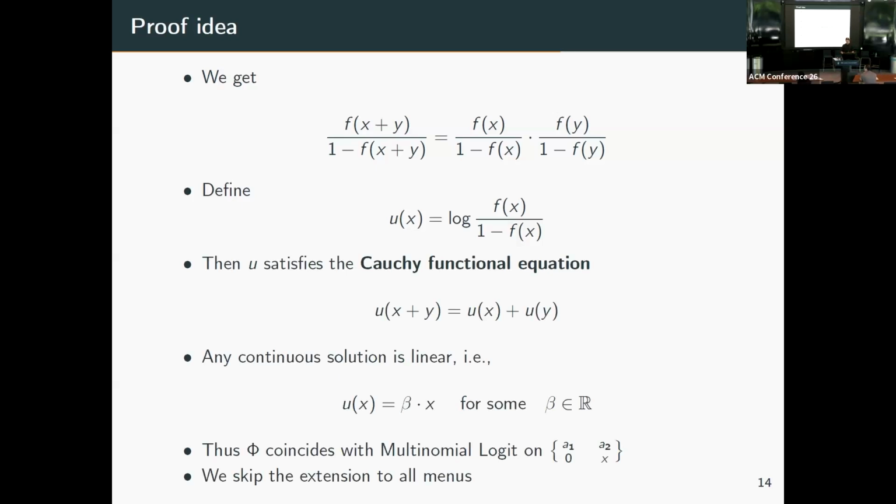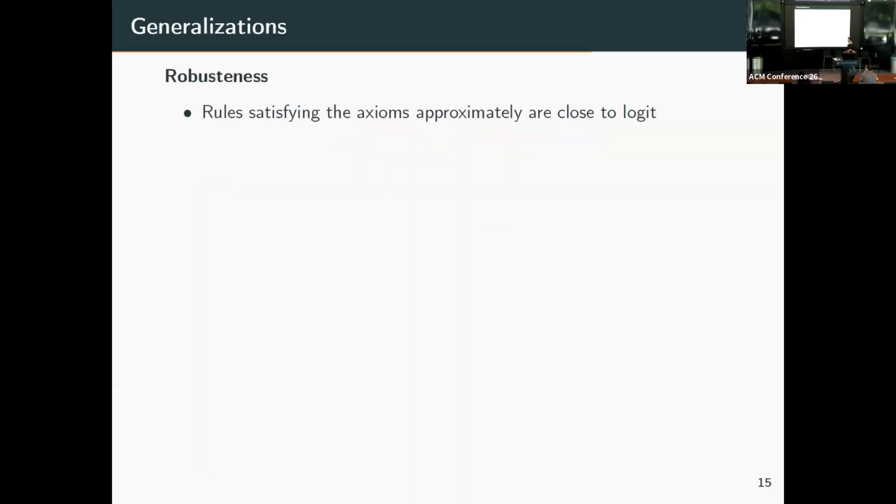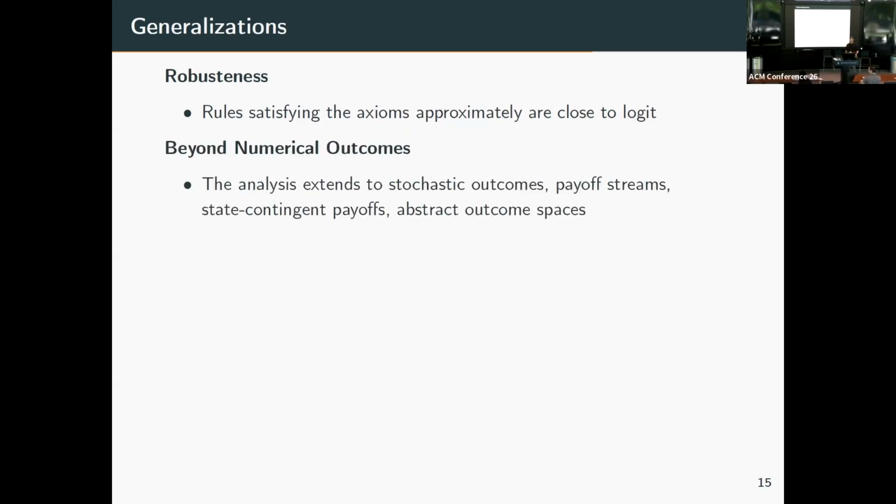In the remaining one minute, I want to briefly mention some possible generalizations of this rule. First of all, the conclusions are robust. If you consider rules that approximately satisfy the axioms, they will be close to logit. Second, so far we focused on actions having deterministic numerical outcomes. In the paper, we discussed stochastic outcomes, payoff streams, and even some abstract outcome spaces.